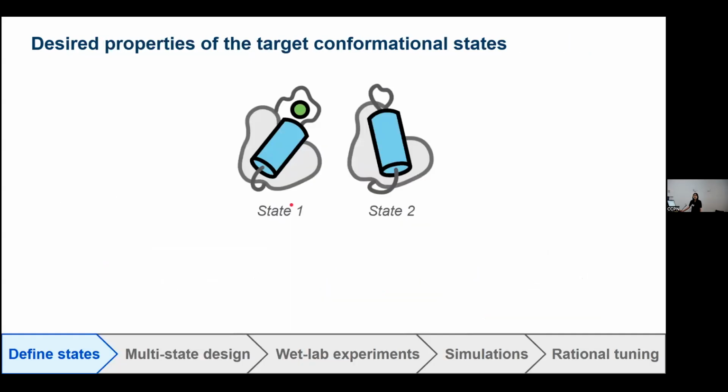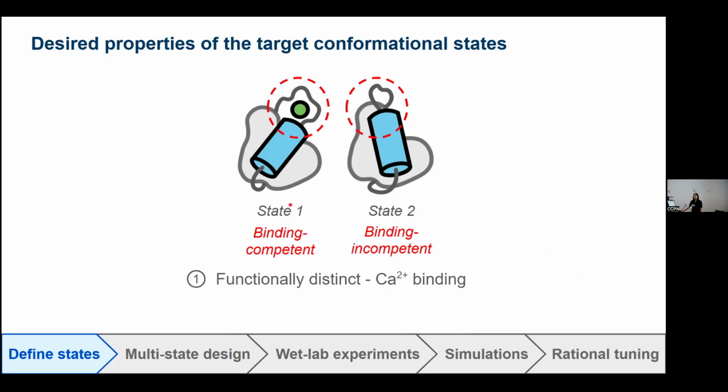And so when choosing our two conformational states to switch between, we had several considerations in mind. So the first thing was that we wanted them to be functionally distinct to not only enable experimental readout, but to also serve as a model system for being able to modulate function through changes to the conformational ensemble. And so for this proof of concept, we just picked something quite simple. So state 1 is calcium binding competent, whereas state 2 is calcium binding incompetent. And with this model, we should also be able to test the converse idea of being able to use ligand binding to in turn modulate the conformational ensemble as well.